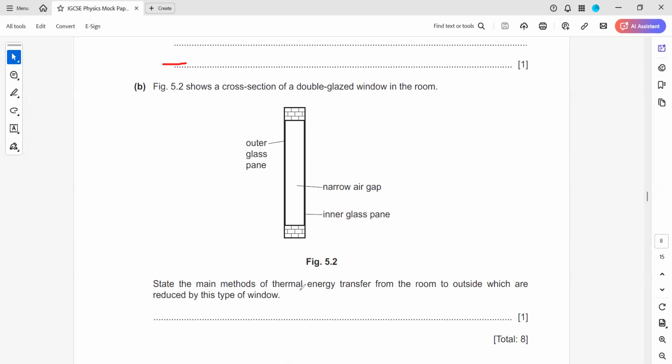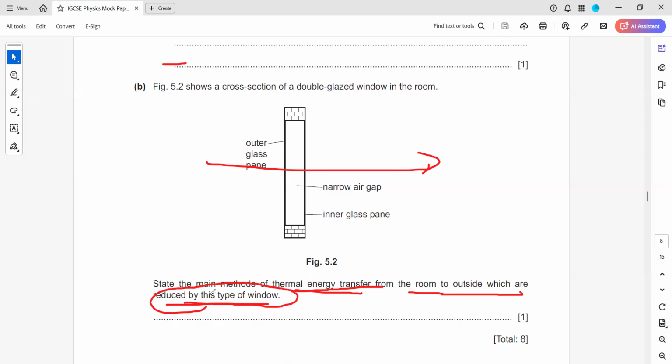State the main method of thermal energy transfer from the room to the outside, which is reduced by this type of window. Yeah, conduction, but not radiation. Radiation can pass through the glass. Reduced means which will not happen. Radiation can pass through the gap. So that's why radiation is not acceptable. You can say conduction, you can say convection, but not radiation.